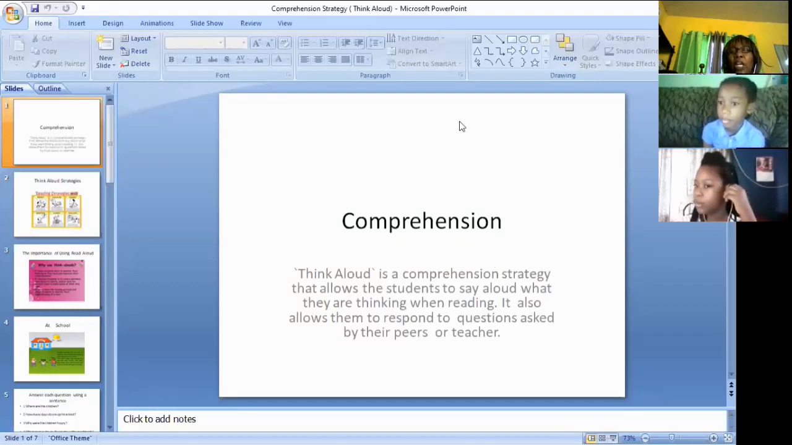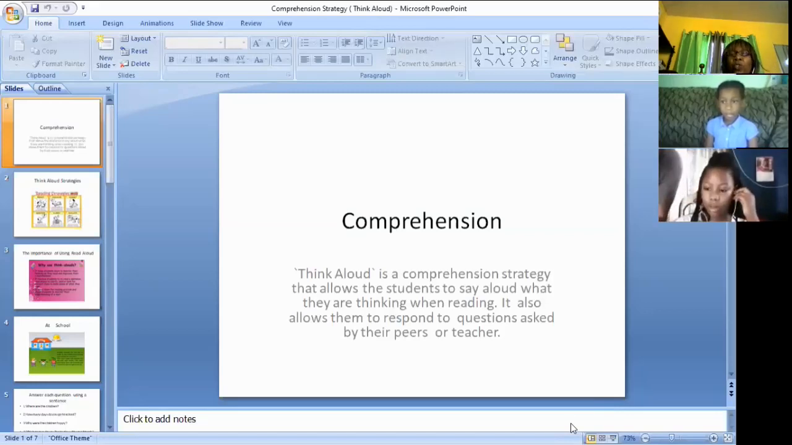Good. So what is Think Aloud? What is this strategy? This strategy is a comprehension strategy that allows students to say aloud what they are thinking when reading. If they don't understand the word, they say, what is this? I say, what does this mean? Where is this boy going? So you're talking aloud while you're reading and trying to clarify so you can fully understand what the story is all about. It also allows you to respond to questions that are asked by your peers, maybe someone you're peer reading with, a student who sits beside you, or by the teacher. So at the end of it all, you should be able to answer the questions.